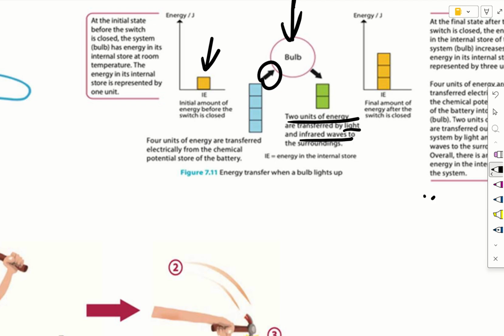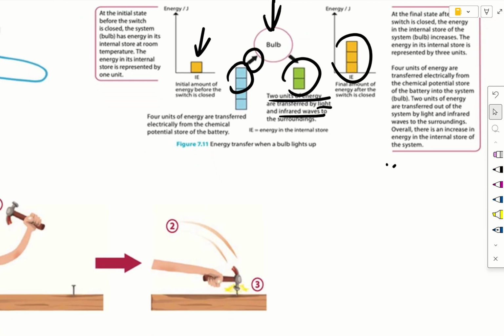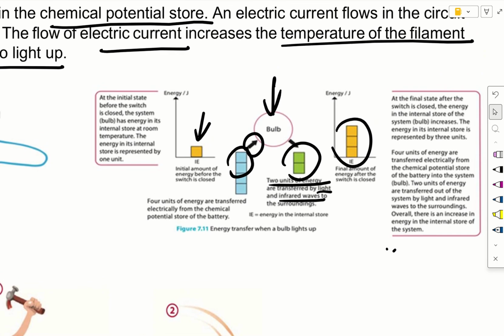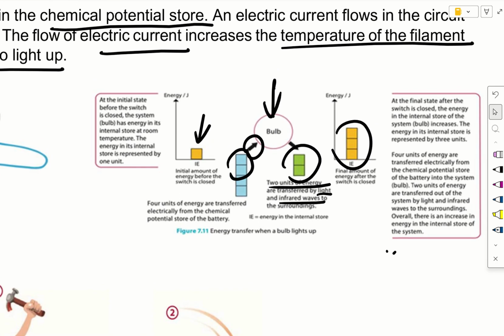So that is the whole purpose why we use a light bulb, right? We want to see, okay, although we don't want the bulb to heat up, but it does heat up, and energy will be transferred by the infrared waves to the internal store of the surrounding. Okay, so these 2 will be transferred to the internal store of the surrounding. Okay, so in the end, only 2 units of energy are being transferred to the internal store of the bulb. And so if you were to touch the bulb now, it will feel hot.